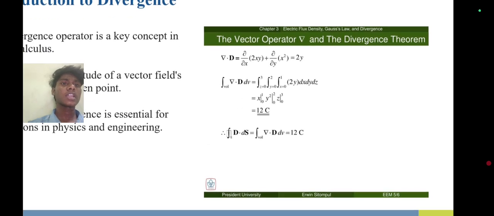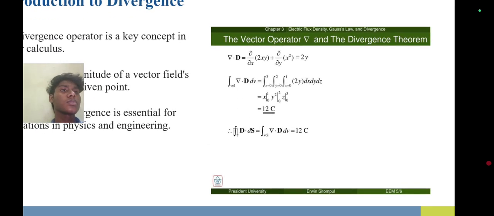And the equation is del dot F equals dou by dou x of 2x plus dou by dou y of x squared, and so on.